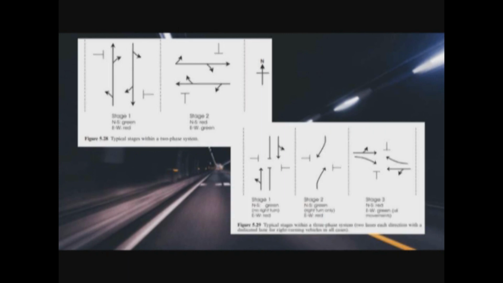And in Figure 5.29, these are the typical stages within a 3-phase system, in which there are 2 lanes in each direction with a dedicated lane for right-turning vehicles in all cases. So we have stage 1, stage 2, and stage 3. In stage 1 and stage 2, the north to south is green, while in stage 3, the north to south is red. In stage 1, there is no right turn, and in stage 2, right turn only. In stage 1 and stage 2, east to west is red, and in stage 3, the east to west is green in all movements.